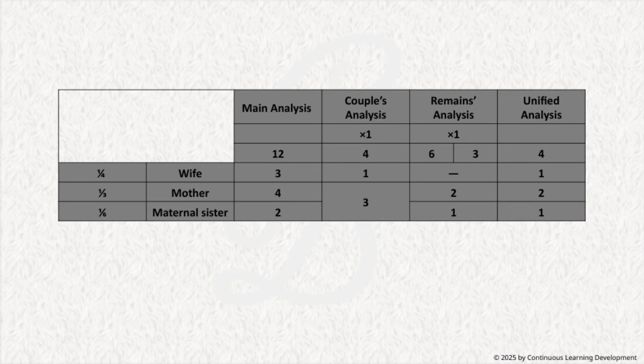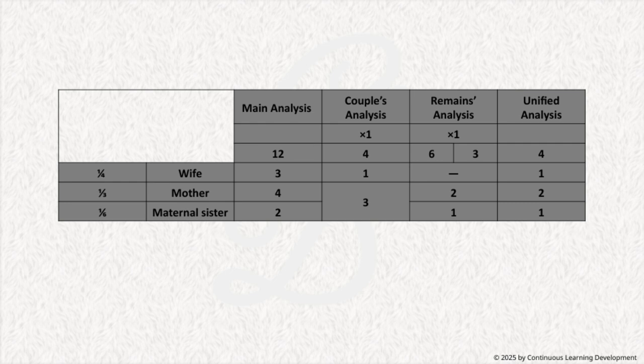All right, let's take a closer look at this final slide. As you can see, we've summarized the key analysis points across different perspectives. On the left, under main analysis, we have a total of 12 cases, which serves as our baseline. Moving to the couples analysis, we see 4 cases, highlighting the dynamics within the couple. Then, in the remains analysis, there are 6 cases, focusing on the residual or ongoing aspects. Finally, the unified analysis combines these perspectives into 3 cases, giving us a holistic view.